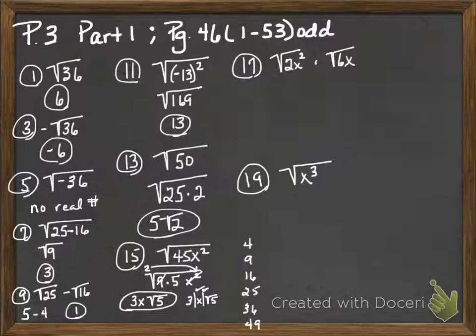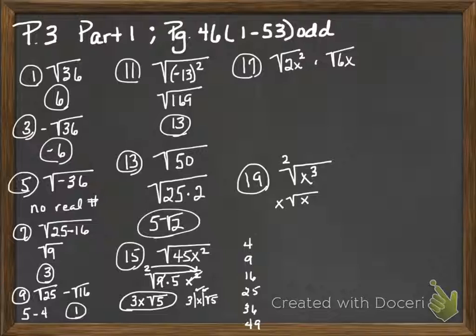Alright, same thing with number 19. There is an index. It's just understood 2. You divide the index into the exponent. That goes 1 time. So x to the 1 comes out. This time 2 is not going to divide into 3 evenly, so there will be a variable left under the radical. Anytime the index does not divide into the exponent evenly, there will be a variable left under the radical. And once 2 goes into 3 1 time, then there's 1 left over.